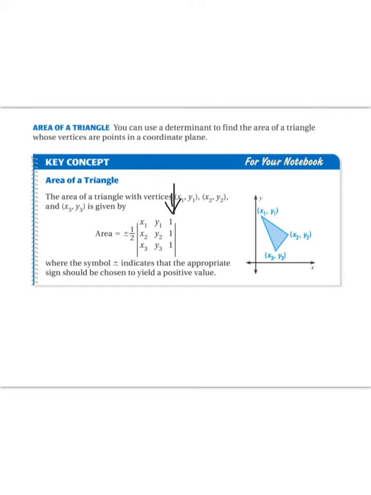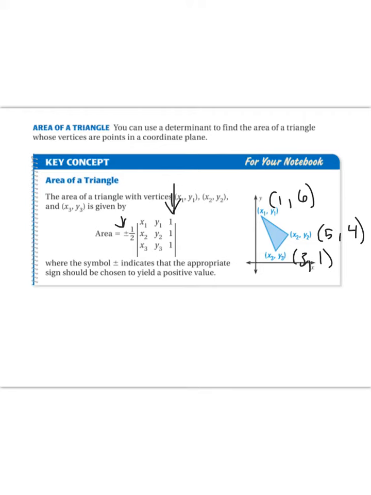Now the little plus minus symbol in front of the 1/2 means we get to pick either positive or negative for the 1/2, whichever one will give us a positive area, because we can't have a negative area.